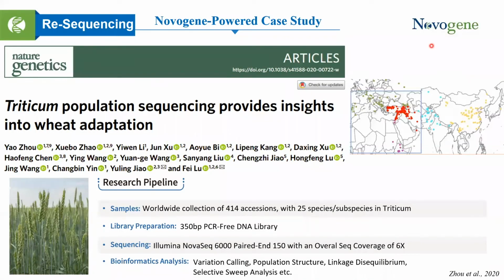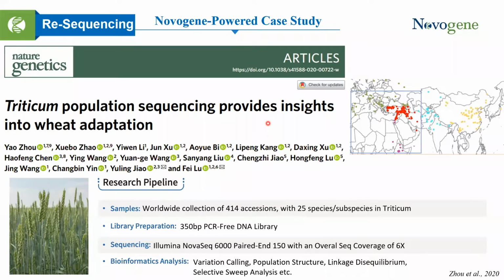So after we discussed the pipeline of resequencing thoroughly, I will introduce this Novogene-powered case study, showing how resequencing is leveraged in scientific research to address specific biological questions of interest.